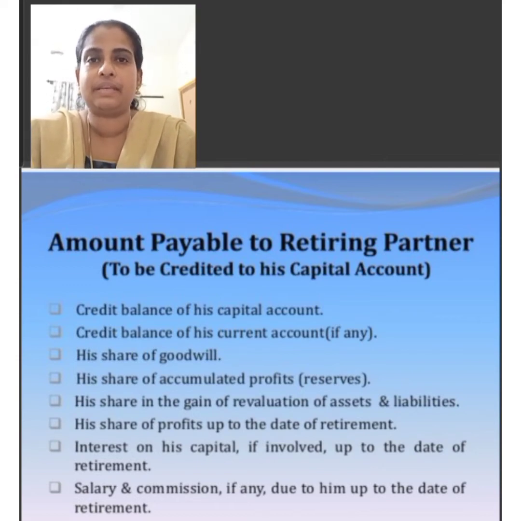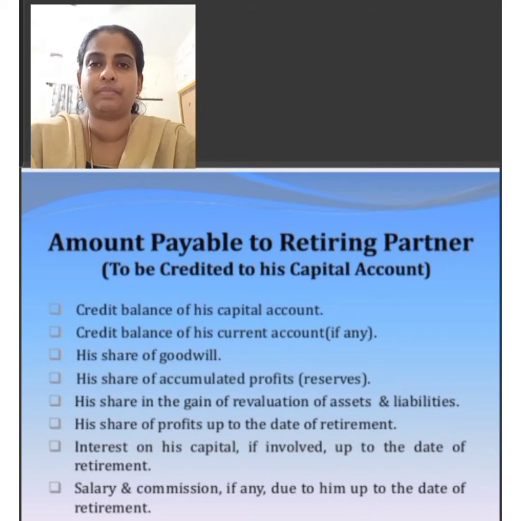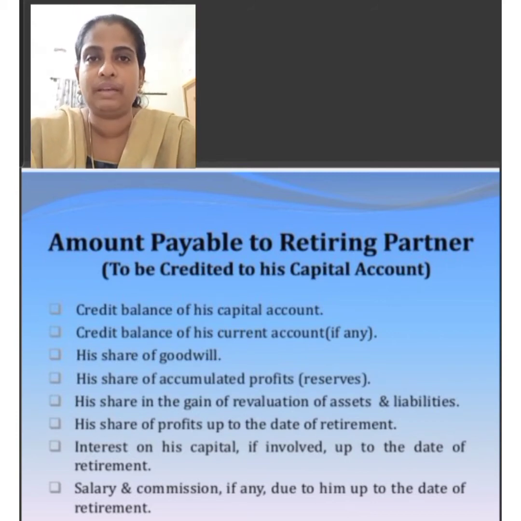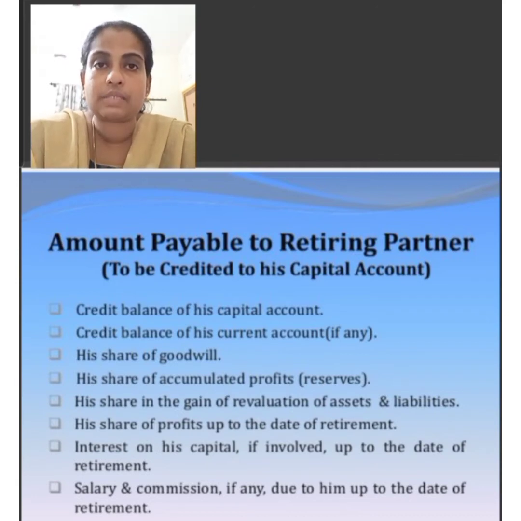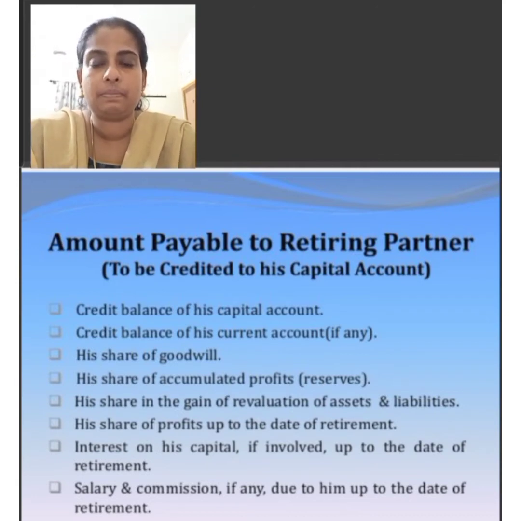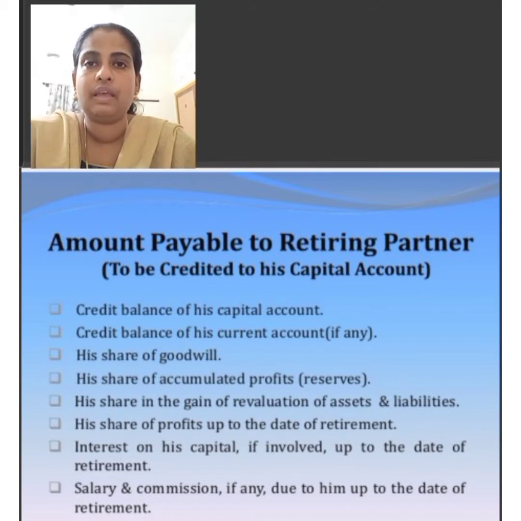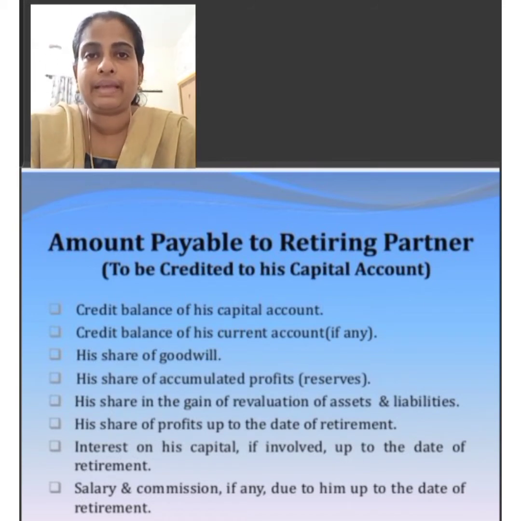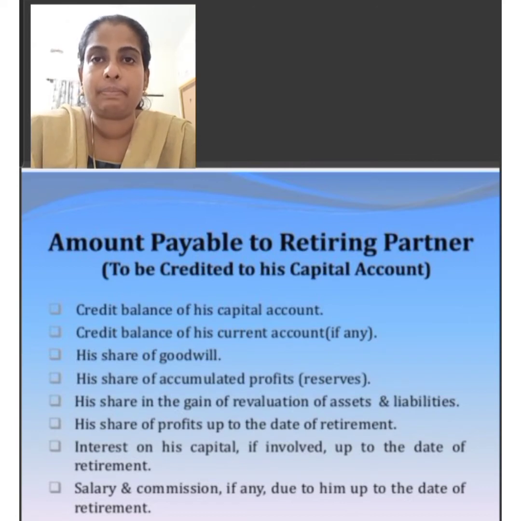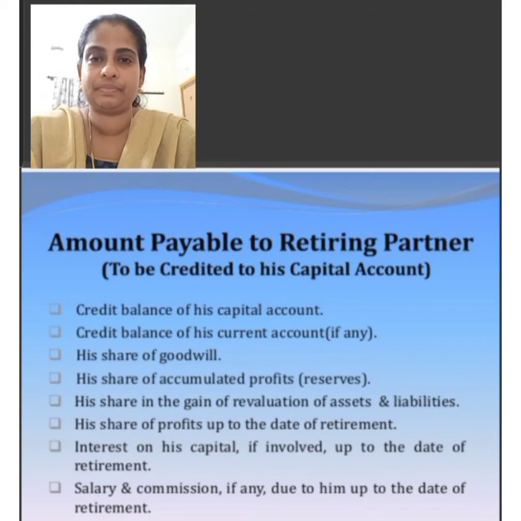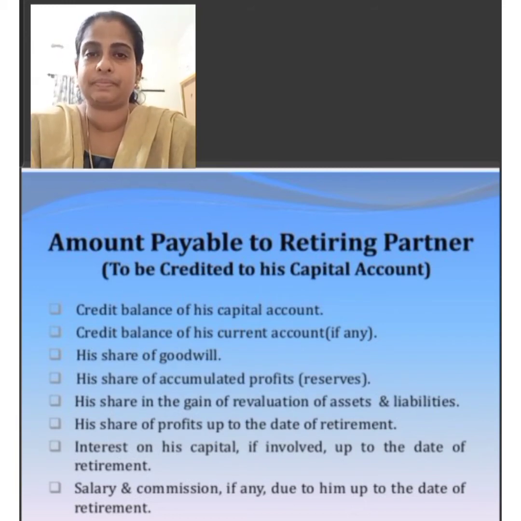The first item is share of goodwill. The retiring partner will get his share of goodwill, which can be valued as per the agreement among the partners. The retiring partner's share of goodwill will be credited to him, and the continuing partners' capital accounts will be debited in the gaining ratio.